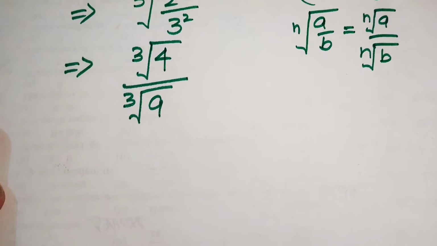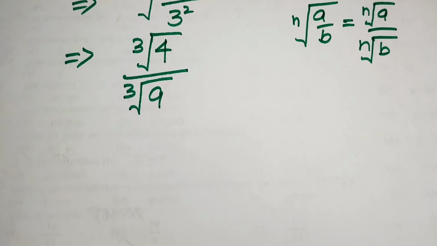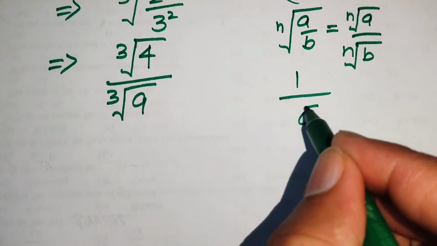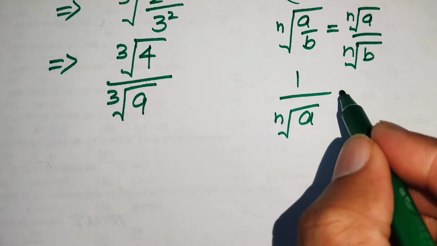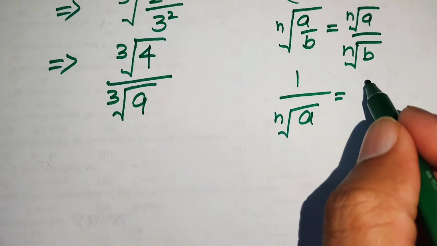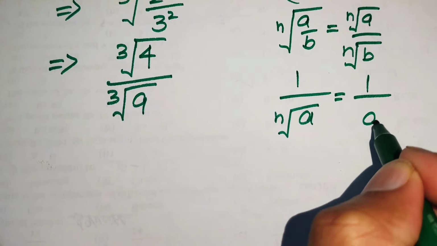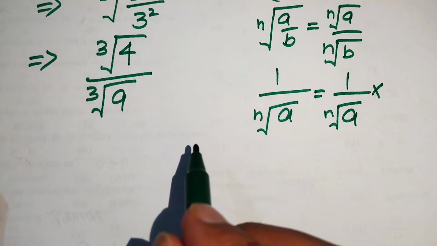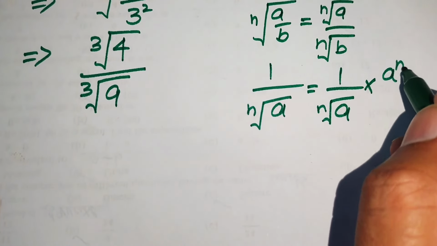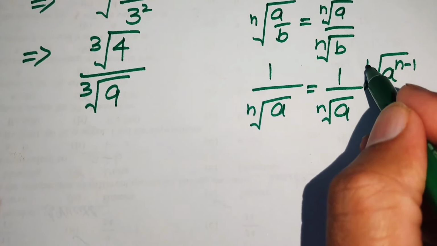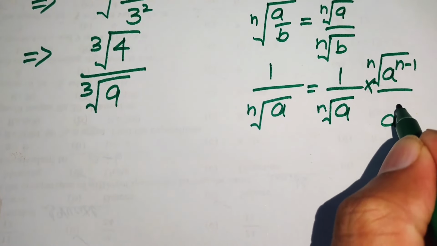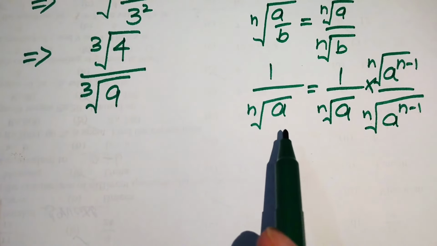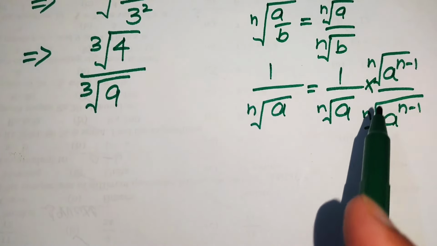And now in the next step we use another property of cube root. If we have the nth root of 1 over a, we write this term as the nth root of 1 over a, multiplied and divided by the nth root of a to the power of n minus 1. So if we have a radical sign in this way, we multiply and divide this term as well.